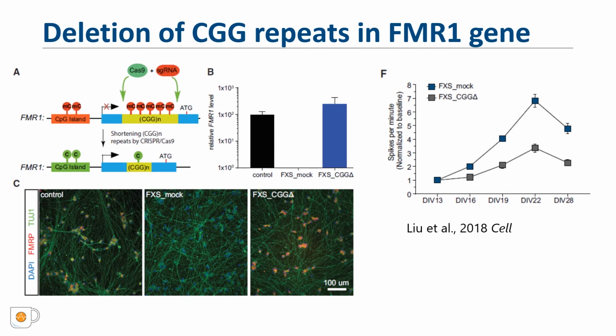Panel F demonstrates that re-expression of the FMRP in the isogenic control neurons with truncated CGG repeats show reduced excitability as measured by spikes per minute over a 2-week period on the Axion Maestro MEA system when compared to the Fragile X neurons.